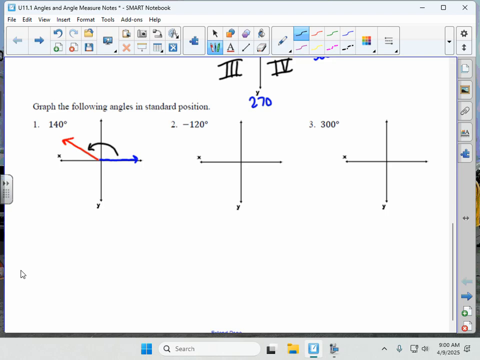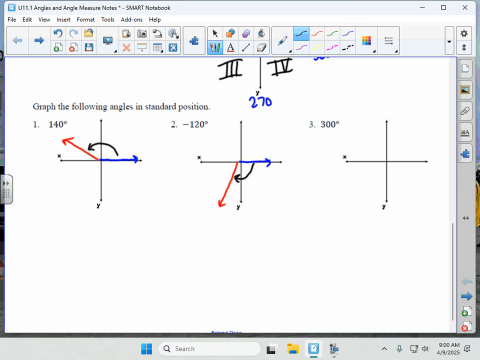Negative 120. Okay, again, our initial side, positive x-axis. Negative 120 is somewhere between negative 90 and negative 180. All right, so negative 120 is going to be in quadrant 3. Okay, so more than negative 90. So it's probably about right here. Again, we want to do our angle of rotation in the negative direction.